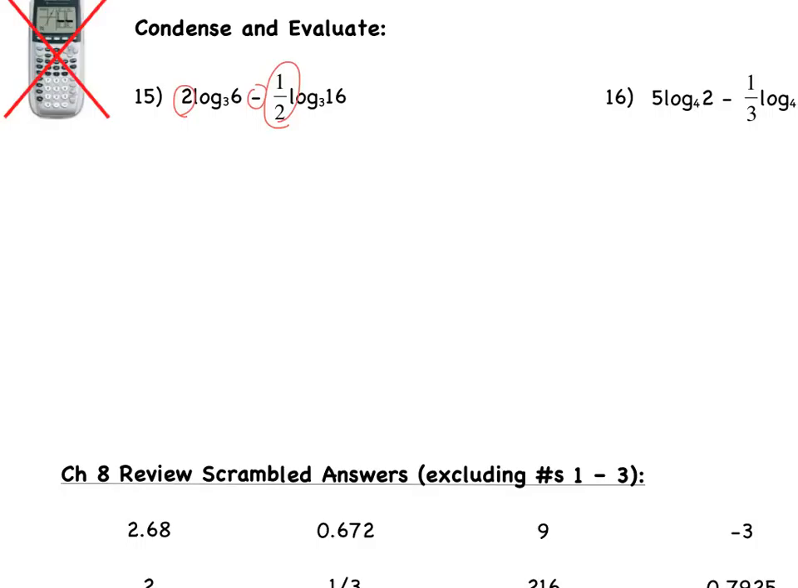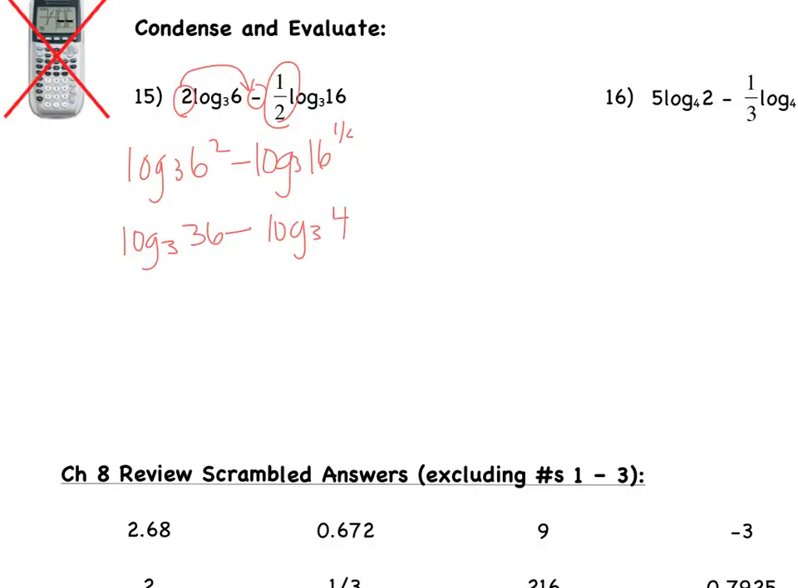If you remember, we deal with the numbers out in front first. So these numbers are powers. So I get log base 3 of 6 squared minus log base 3 of 16 to the 1/2 power. Now, 6 squared is 36. 16 to the 1/2 power, well, 1/2 power is just a square root. So square root of 16, which is 4.